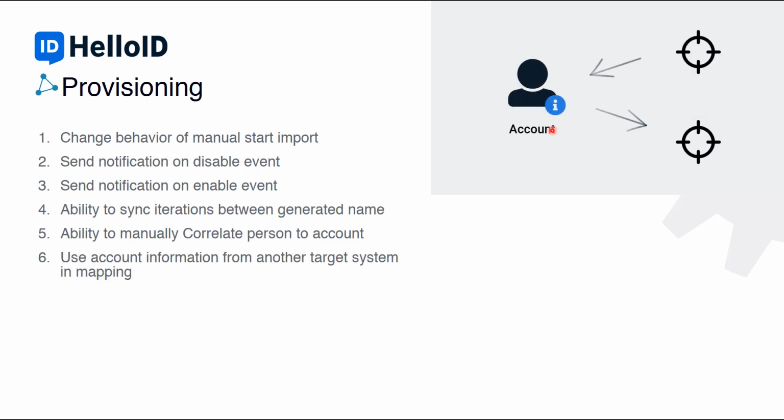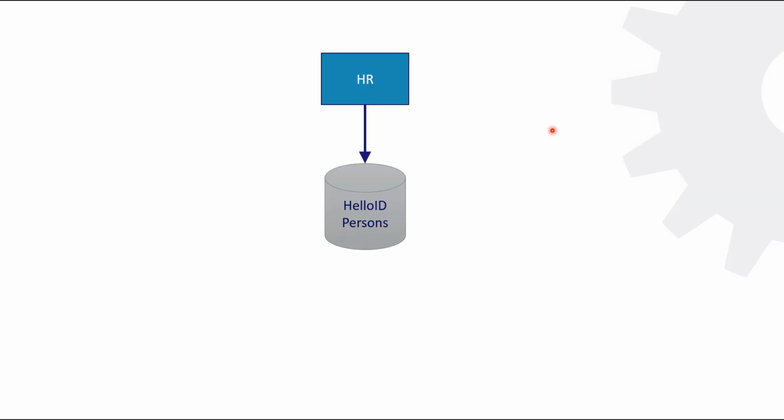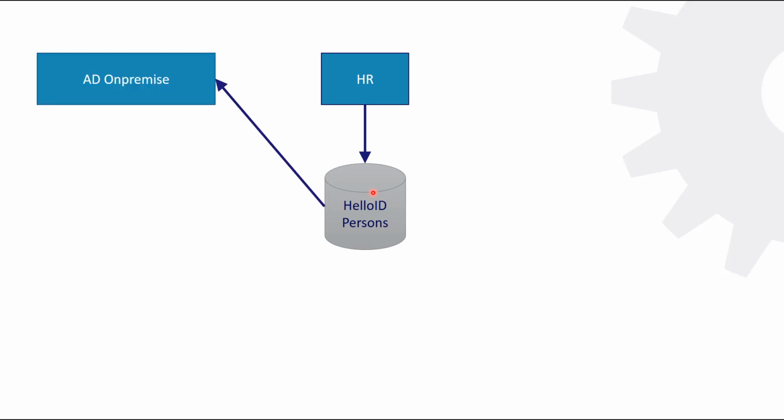And last, and I have an extra couple of slides to explain what the functionality is, but now you can pass information from one target system to the other, and that's the account information. It used to be like this, that you have, for example, HR as input. You could retrieve that information and put it in the HelloID person identity vault, and then you have a business rule to create an account in the Active Directory.